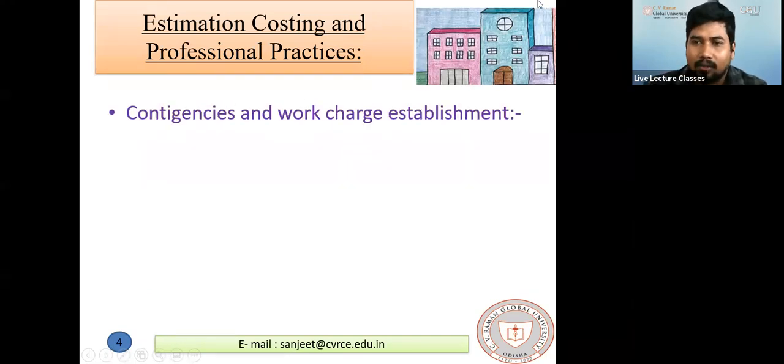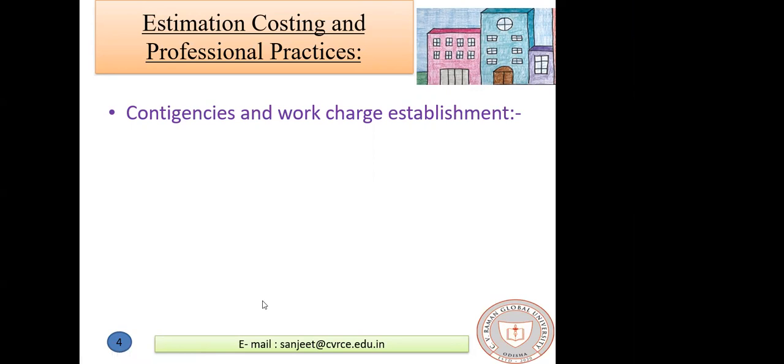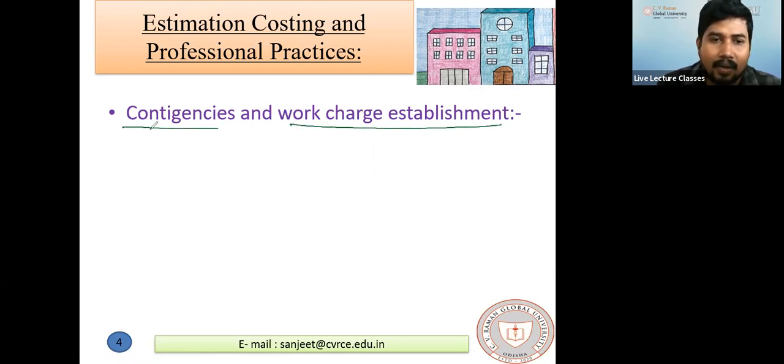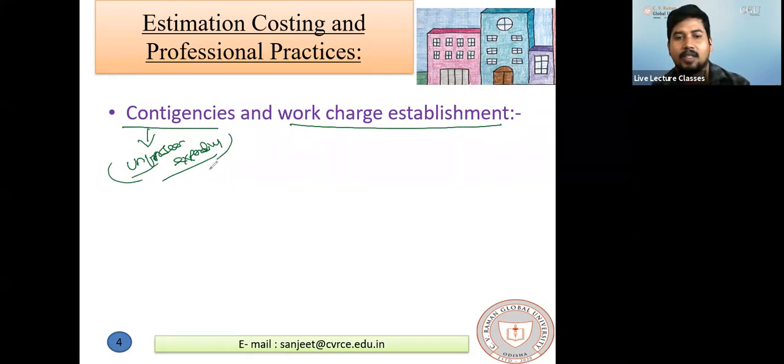Now we are going to discuss what is meant by contingency and work charge establishment. These are very important questions from your competitive exam point of view and your short question point of view also. Two things are there: contingency and work charge establishment. Contingency means unforeseen expenditure. What are unforeseen expenditures? Expenditure that is not seen properly. Okay, let us discuss.